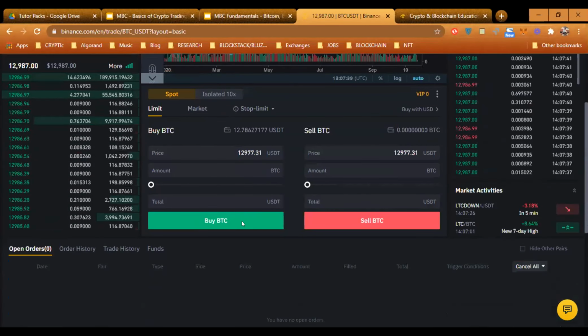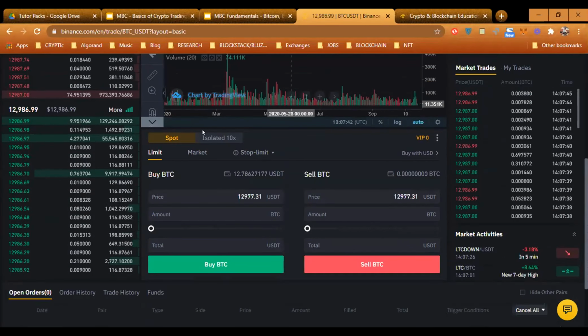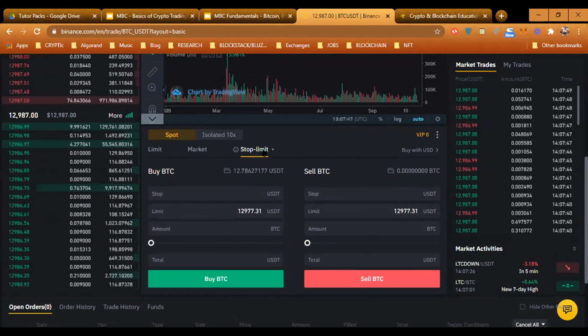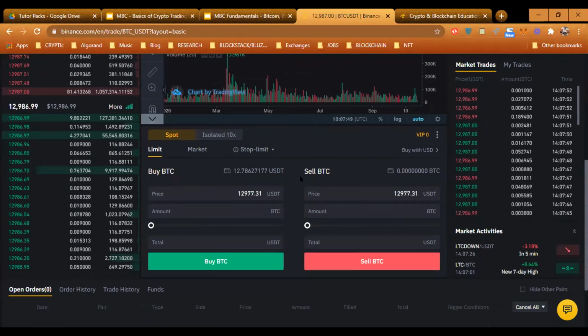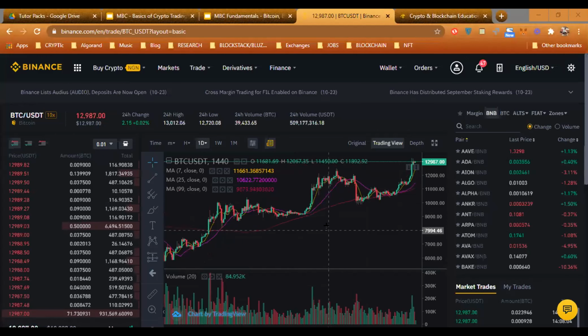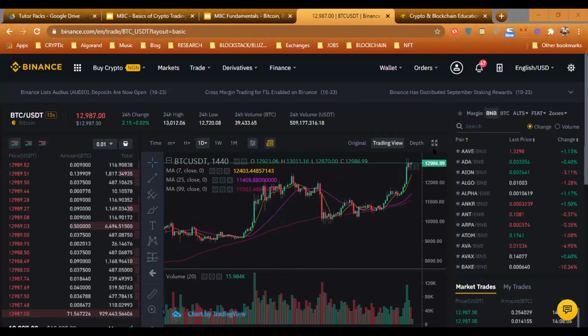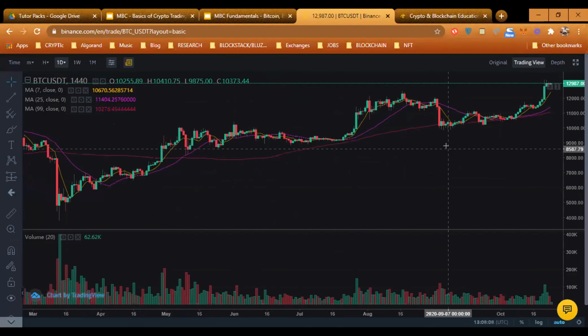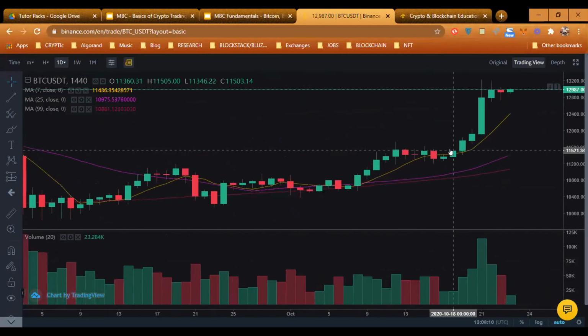Now this is where you can place your orders. Here you can use the market order. You can use the stop limit. I'm going to show you that very soon. Then here you can see the time frame. This chart is a one-day chart. Now, what it means is, so you can better see this, let's go to somewhere recent.